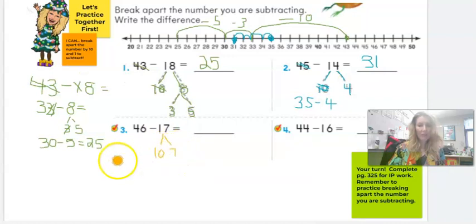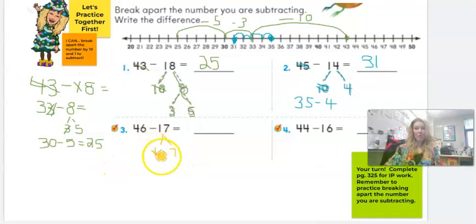Somebody tell me what's the next step. Thank you. So I'm going to go ahead and cross these off. And 46 is now what? 36. Remember, we're working together. We're not shouting over each other. And now I'm going to subtract. Very good. You're catching on, Stan.